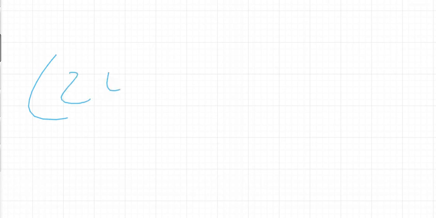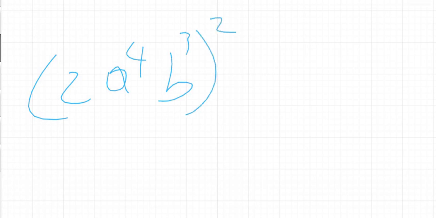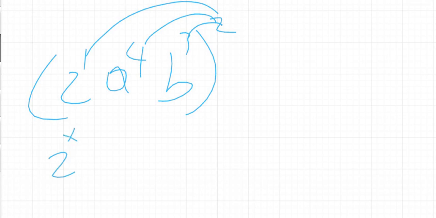Let's look at another example. If we have, let's say, 2a to the fourth, b to the third, all to the power of 2, we could actually do the power of a product rule, which is to distribute the exponent to each term in the bracket. So we'd say 2 raised to 1 times 2, a raised to 4 times 2, and b raised to 3 times 2.